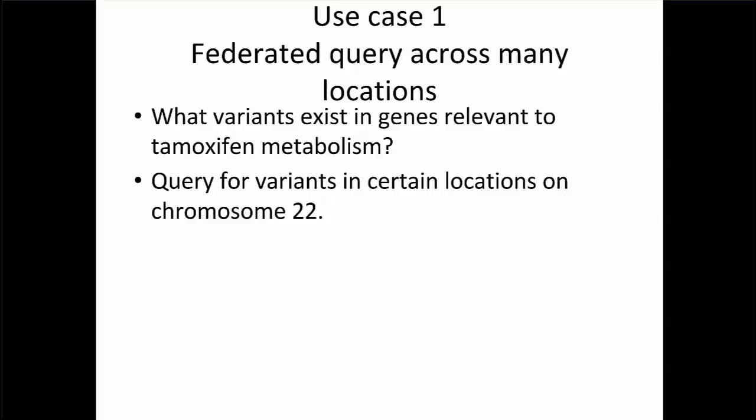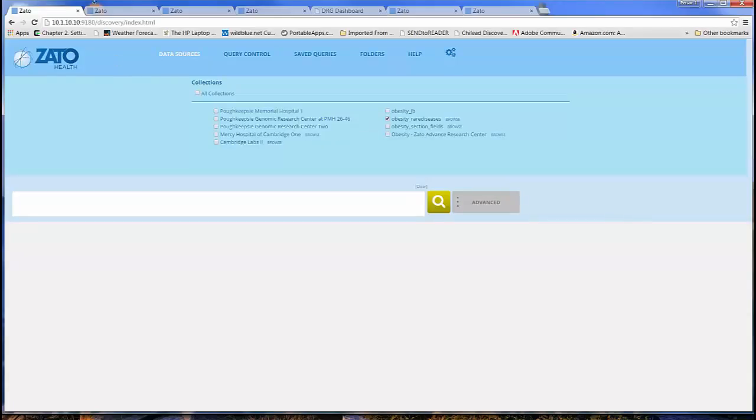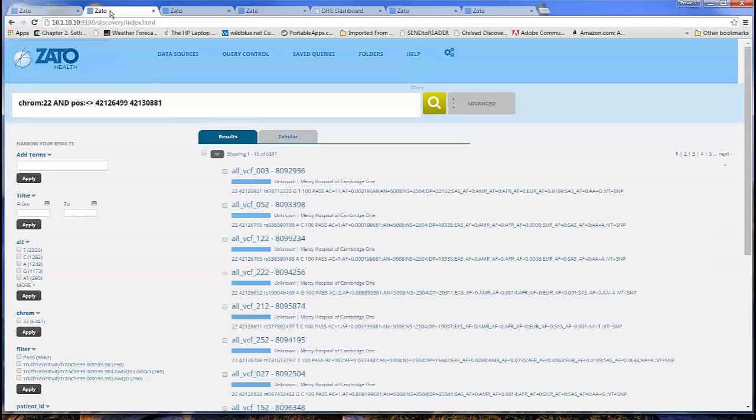For example, here we query genetic VCF data for cases that have variations on chromosome 22 at a certain range of locations. We are querying 4 different sites, each containing large amounts of data, 1 to 3 billion records at each site, with a total of 3.5 to 4.6 terabytes of data at each site. Here we query our 4 sites for variants on chromosome 22 at a specific range of locations.